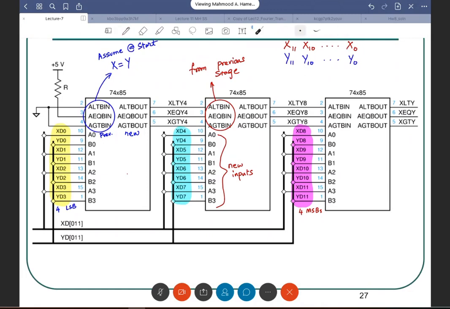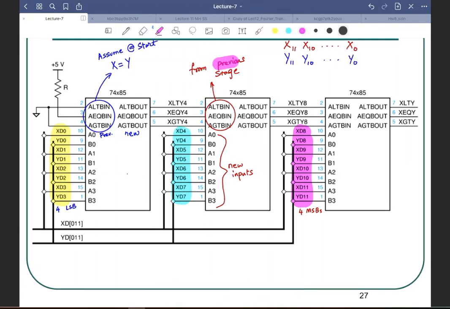There's a question in the chat box, which is, by previous, do you mean less significant? So when I say previous stage, I mean this stage. We can call this stage one, stage two, stage three. When I say previous stage, I'm referring to the comparison that happened earlier, which was stage one. In this case, it happens to be the four least significant bits. But from the perspective of stage three, it is not the least significant. It is just the least significant bits with respect to stage three. So the inputs to stage three are coming from stage two.